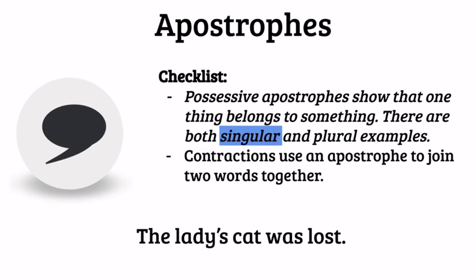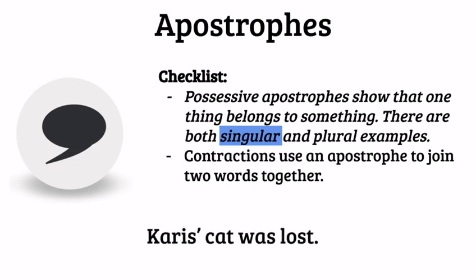So we're going to look at the first example of a singular possessive apostrophe. So that means that one thing belongs to another thing. The lady has lost her cat. So the lady's cat was lost. You use an apostrophe to break up lady and the S to show that the cat belongs to that one lady. There's only one of her.